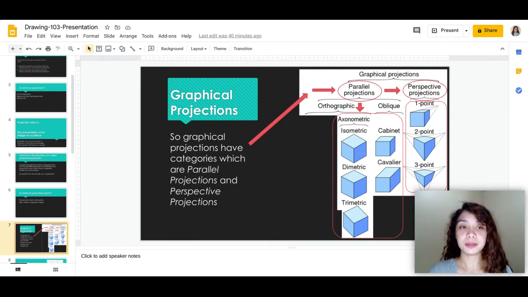And lastly, under graphical projections is the perspective projection, wherein we will be using 1-point, 2-point, and 3-point perspective projection.